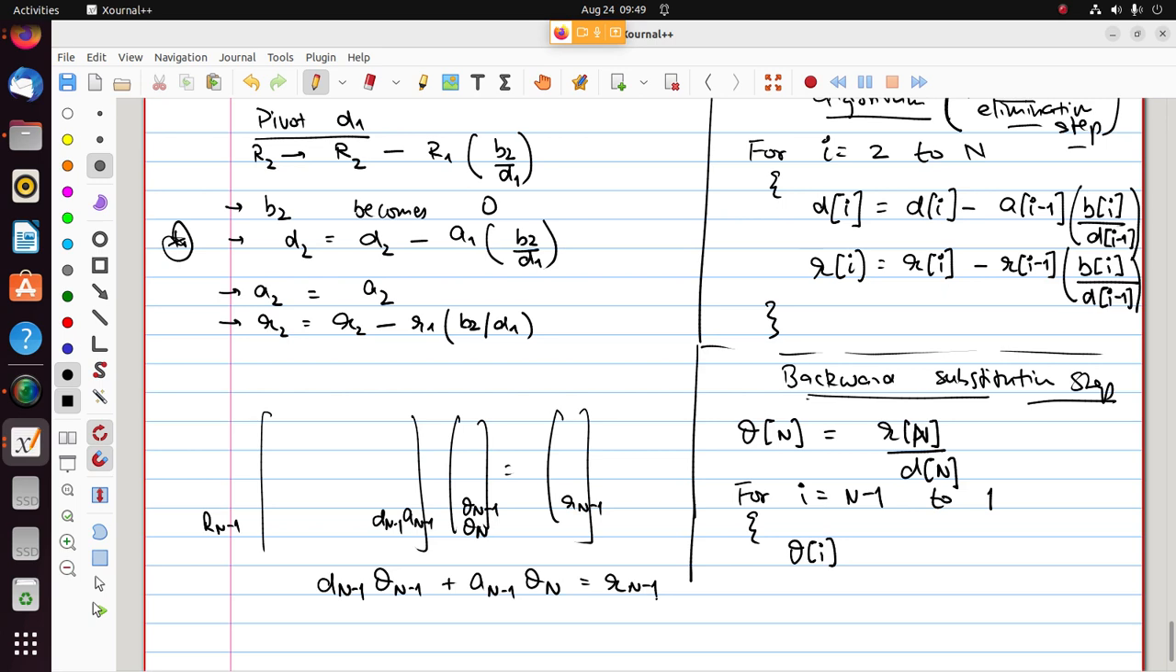We are not storing it. Where did we store it? See the algorithm. We are using d of I, a of I, r of I. These are all vectors, all arrays. I am showing that to you by drawing the matrix, but that does not mean I am storing all the zeros. If in the algorithm I had a of I comma j, that would mean I am storing all the elements. But you can see in the algorithm we only have arrays.